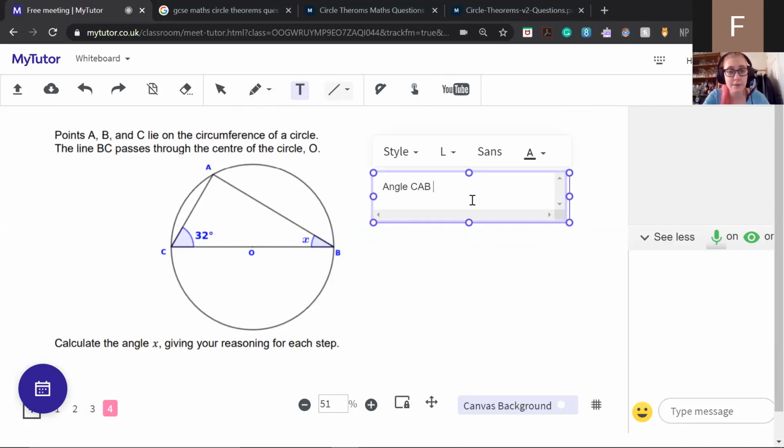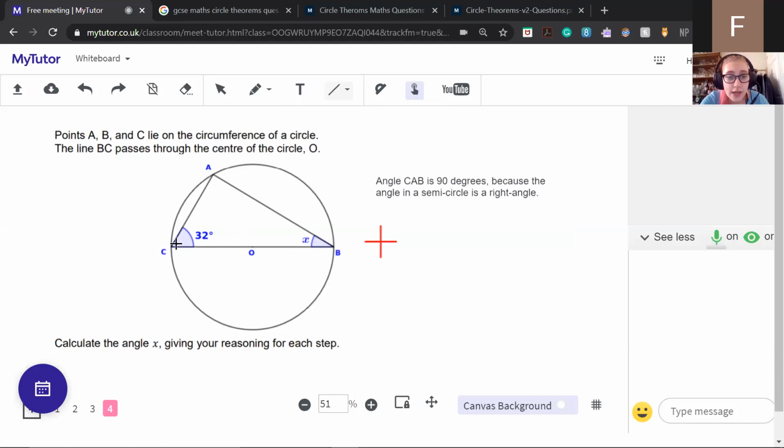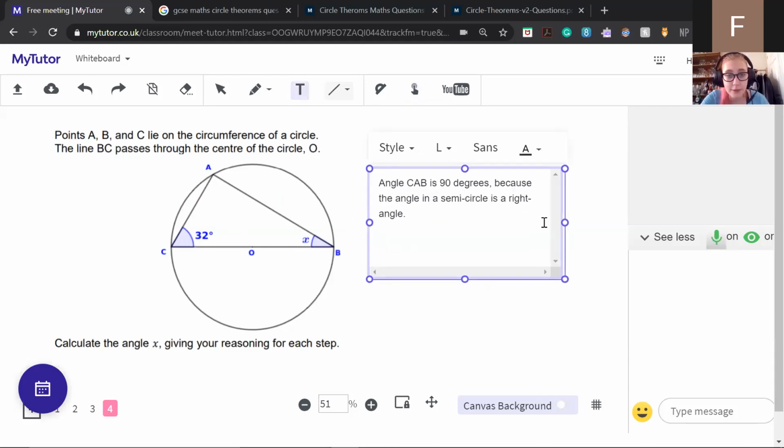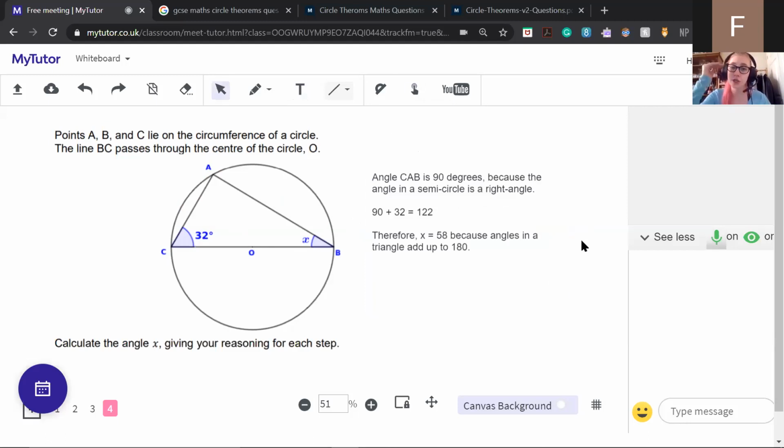So we say angle CAB is 90 degrees because the angle in a semicircle is a right angle. That's the first step that we write down. Now we see that this is a triangle, and the angles within a triangle add up to 180. So we say 90 plus 32 is equal to 122. Therefore, x is equal to 58 because angles in a triangle add up to 180. Just those three little steps, and it's just a tiny bit of explanation, and you get so many more marks.